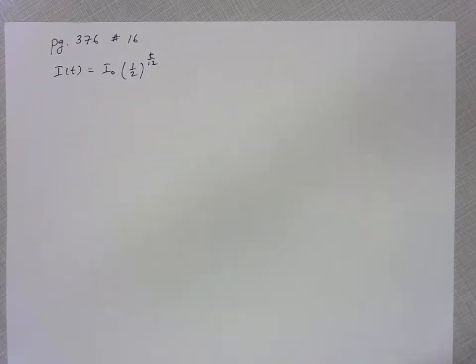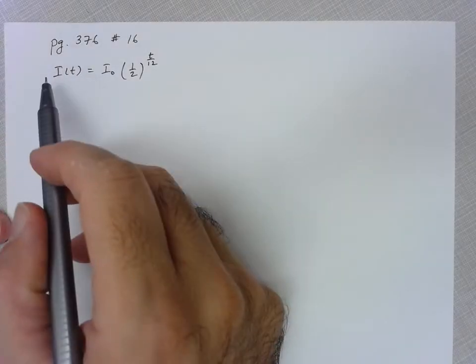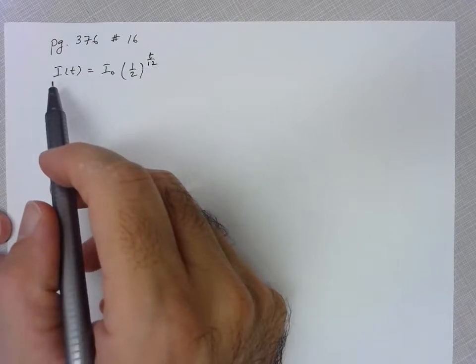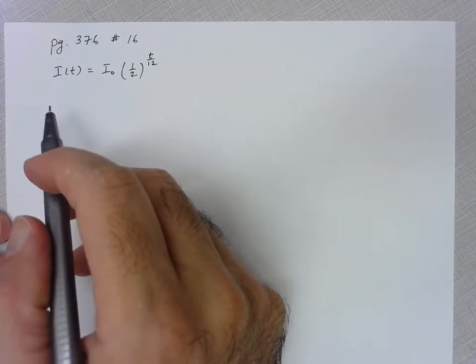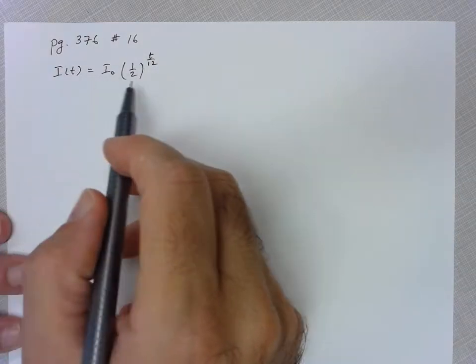Hi folks, we're going to take a look at page 376, number 16. Here they give us this equation, where I represents the intensity of a note plucked on a string with respect to time.